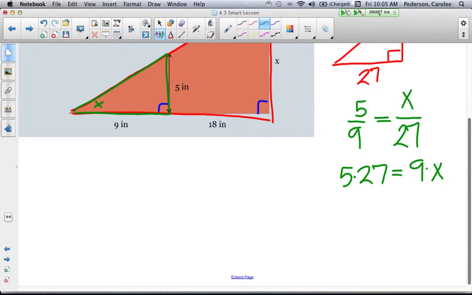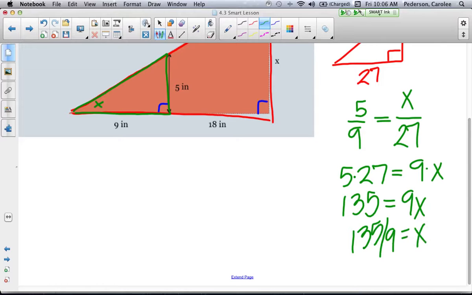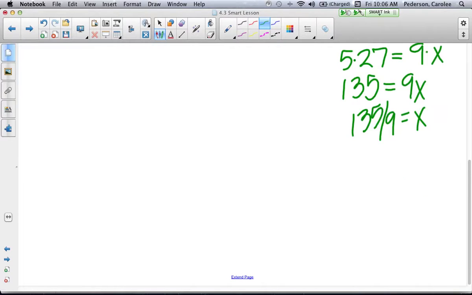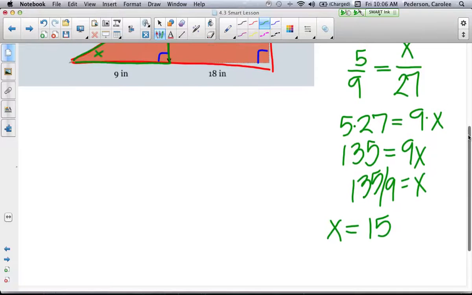What's 5 times 27? 135. And then what's the next step? Divide by 9. So what's 135 divided by 9? 15. Yes. Okay. And what's our units? Inches.